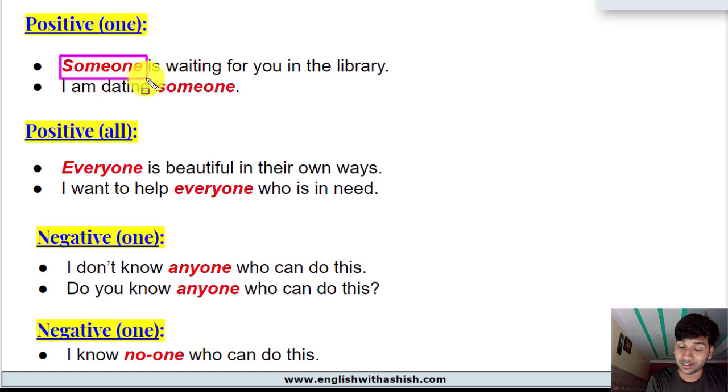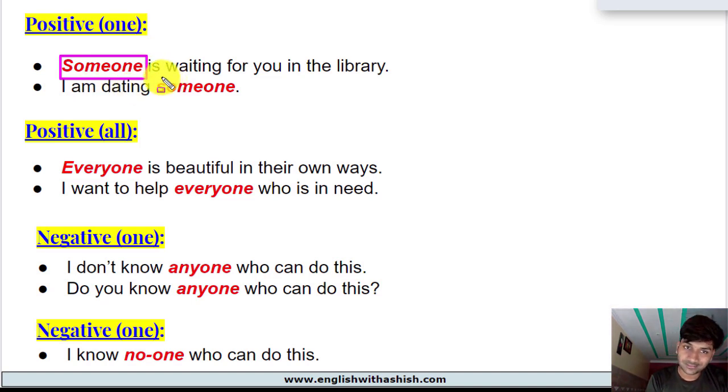Rahul is waiting for you in the library. Max or Simi or Tina is waiting for you in the library, right? I don't want you to know that person. Now, just go there, find out who that person is. Someone is waiting for you in the library. Subject of the sentence, singular, someone, right? And we're using a singular verb after it, right?